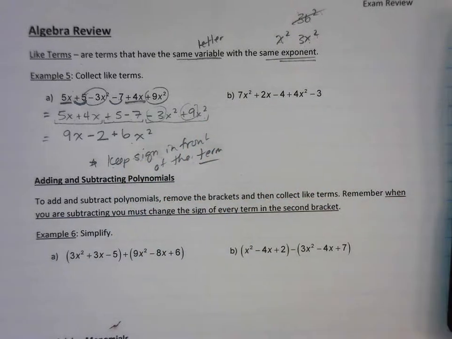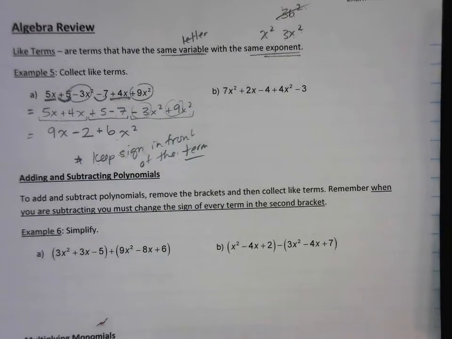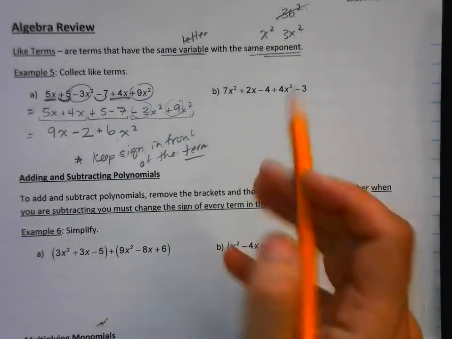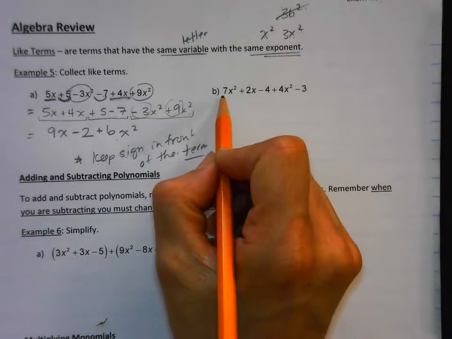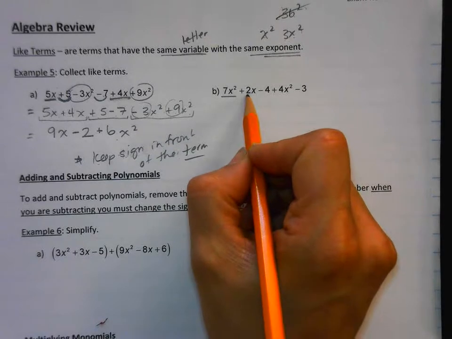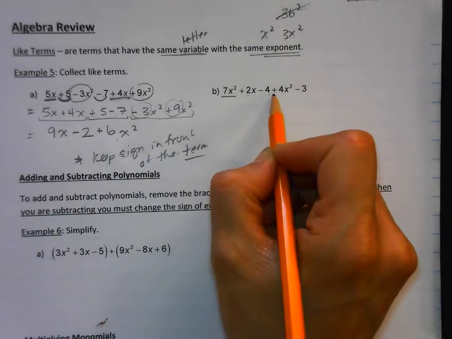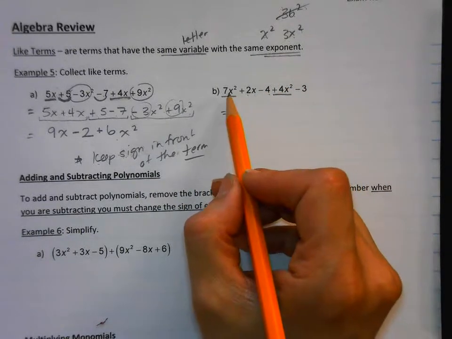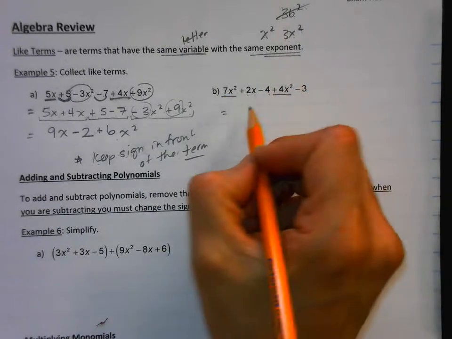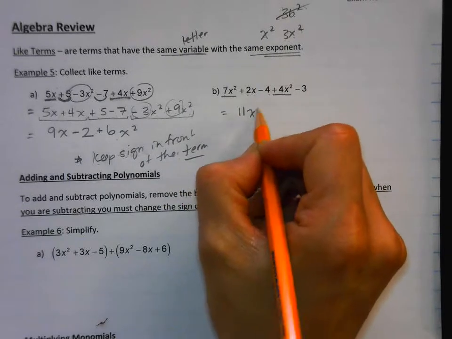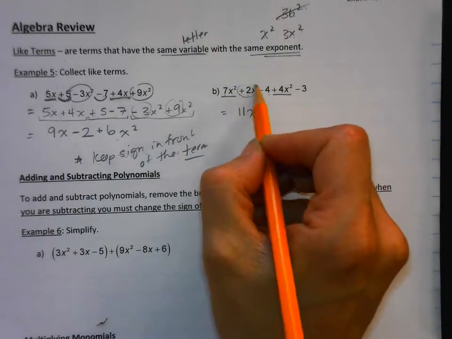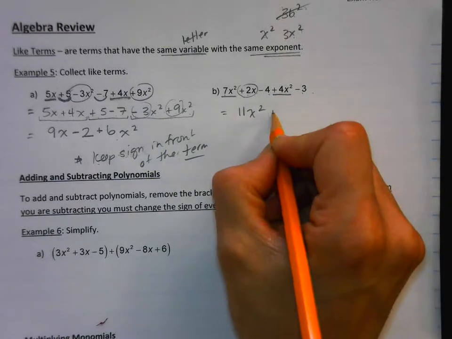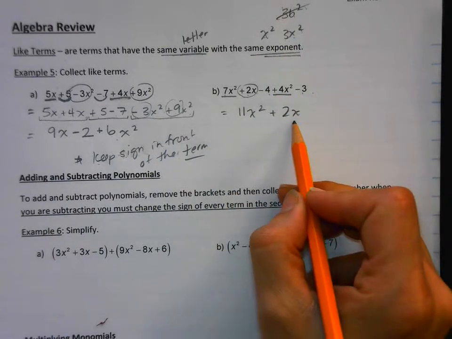All right, so let's take a look at this next one and see what we've got in terms of our like terms. So take a look. I've got a 7x squared. This is not an x squared. This is not an x squared. This one is an x squared. So I could go ahead and do the math with that. 7 plus 4 is 11x squared. Now I could take my x terms. Oh, look at that. I don't see any other x terms. Therefore, it's just a plus 2x.